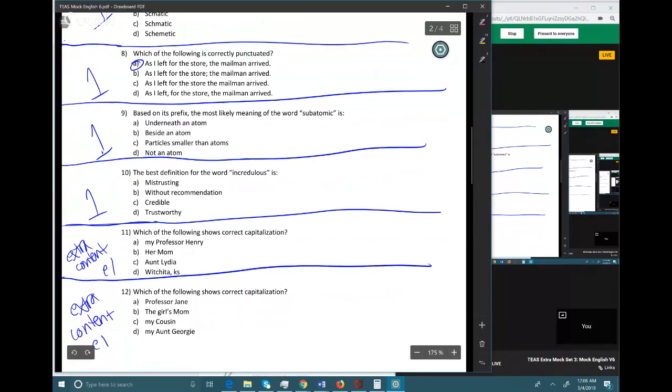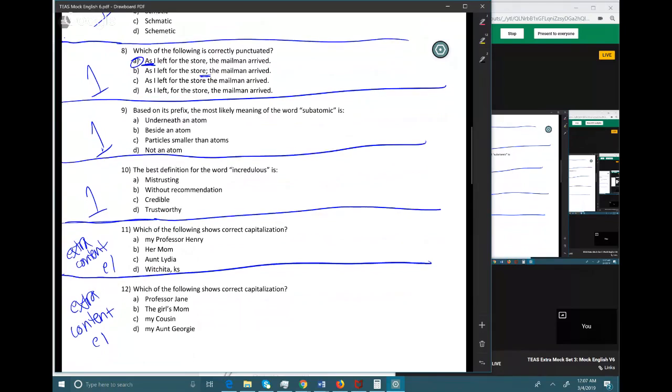As is a conjunction when it's used like it's used here. As I left for the store is creating a timeline. That means that this is a dependent clause here. That's an independent clause there. Those are separated by a comma. B doesn't work because a semicolon happens when we have two separate sentences that can be split, and that's not what we have here.